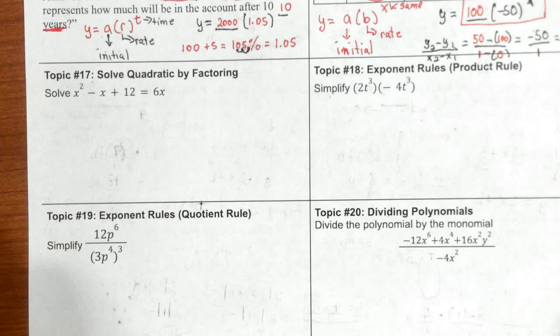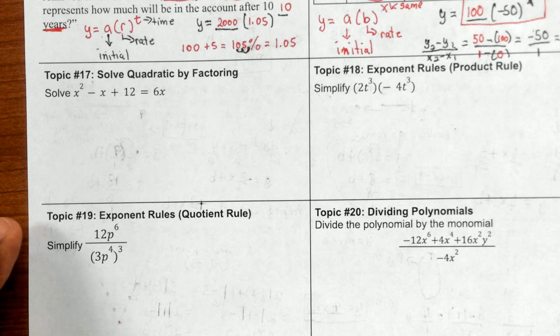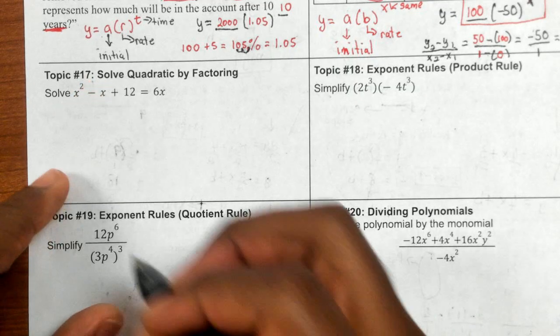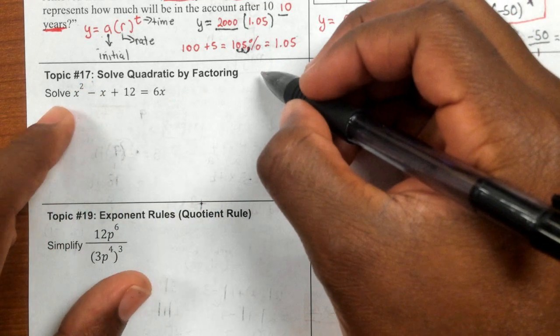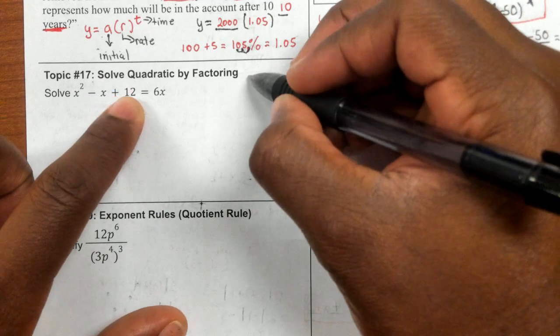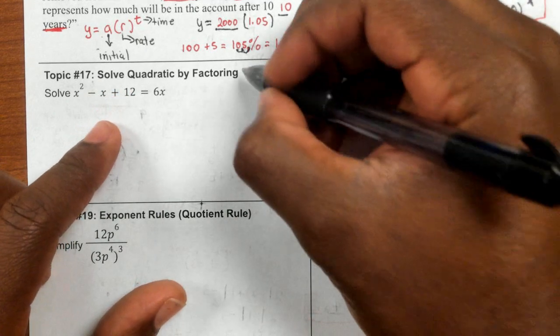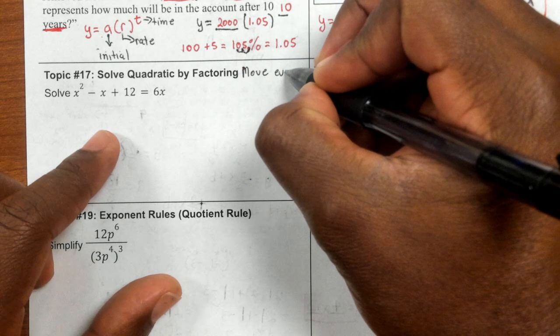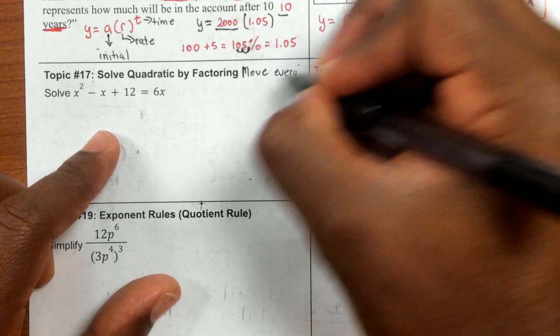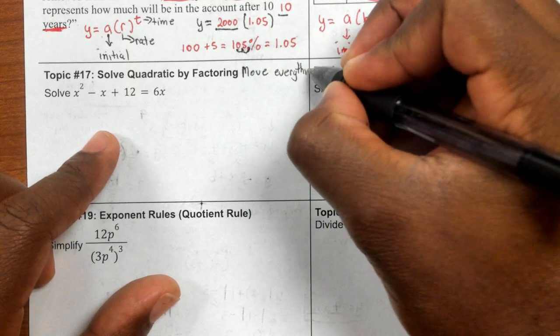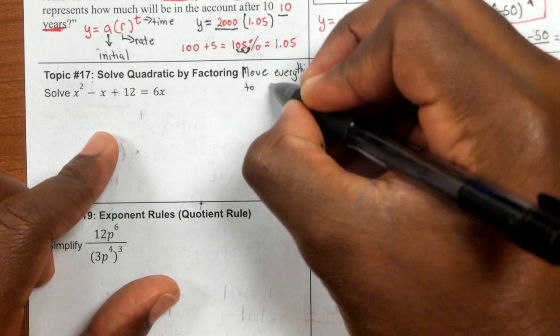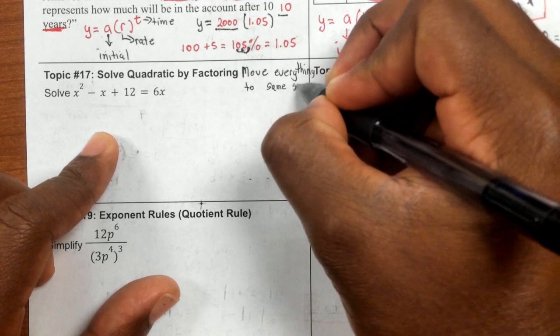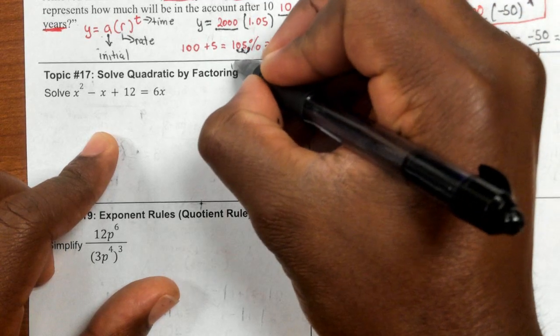So next question wants to solve the quadratic by factoring. All right. So when you're trying to solve, that means you're finding x. But for me to find x, we're actually going to move everything to the same side first. So again, move everything to the same side. So that's what we're going to do first.